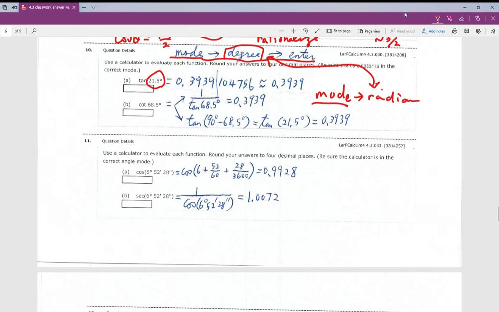Now, you can find cotangent on your calculator. If not, then at least you are able to find tangent, right? So you have two ways to find the cotangent value. One is the reciprocal of tangent, or the cofunction. You use the cofunction concept. You input a complementary angle.